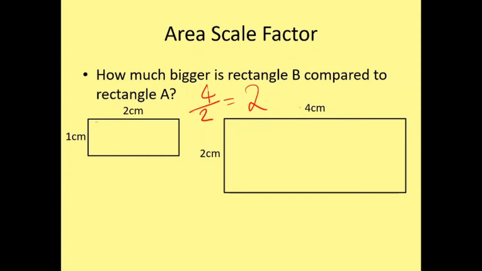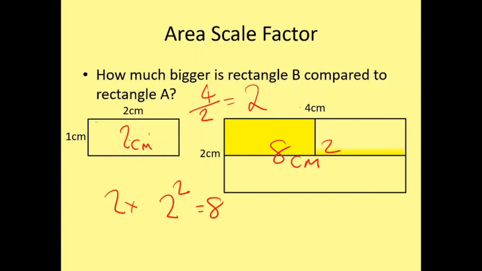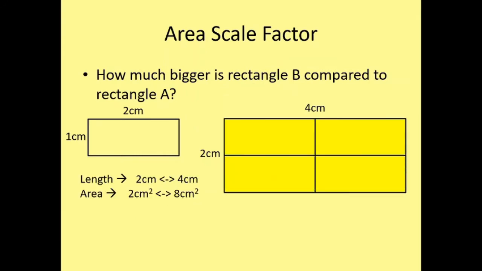But if we work out the area, that's slightly different, because here my area is 2 centimetres squared, and here my area is actually 8 centimetres squared. So now it doesn't work, because 2 times 2 is not 8. And that's because when we're dealing with 2-dimensional or 3-dimensional objects, we need to square or cube the scale factor. So my area scale factor is going to be 2 squared, because it's a 2D object. And if you look, 2 times 2 squared is 8. That's what we need to think about.